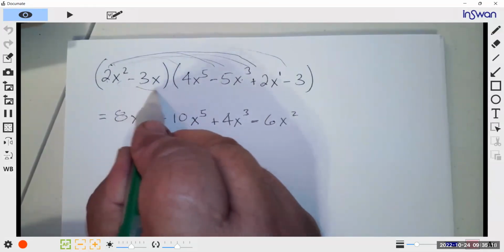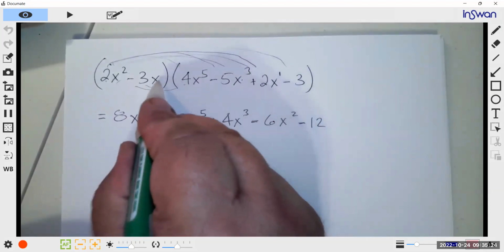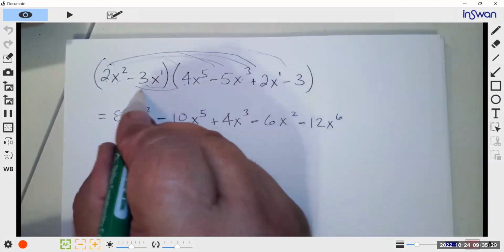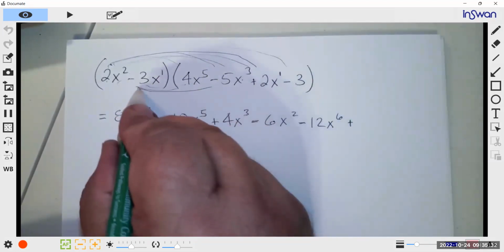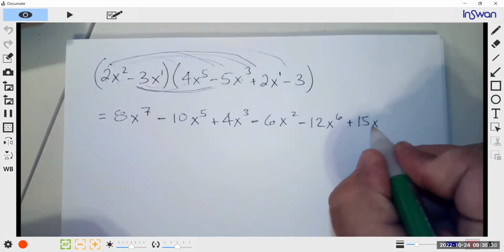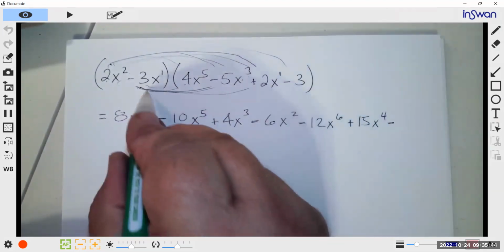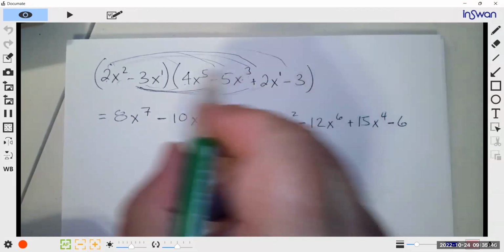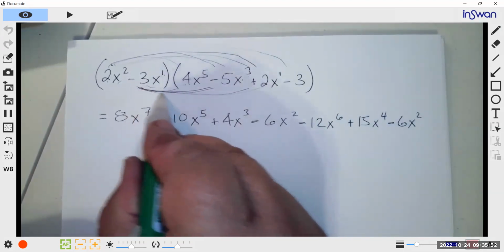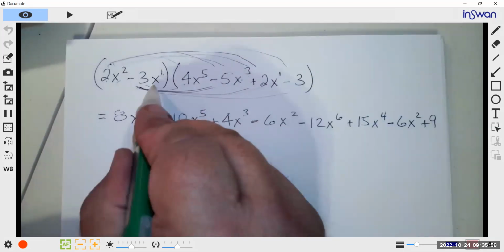Next part. Negative times positive is negative. 3 times 4 is 12. 1 x, 5 x's, so 5 plus 1 is 6. Negative times negative is a positive. 3 times 5 is 15. I have 3 x's and 1 more, so I have 4 x's. Negative times positive is negative. 3 times 2 is 6. 1 x and 1 x, so I have 2 x's. Negative times negative is a positive. 3 times 3 is 9. And there's only 1 x.